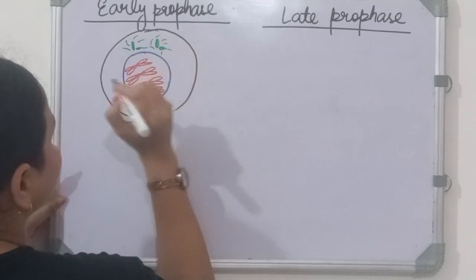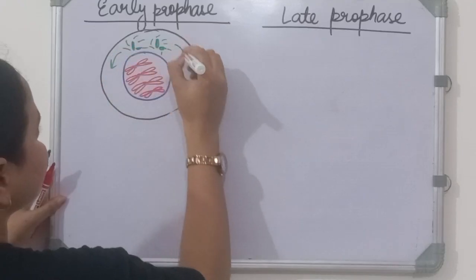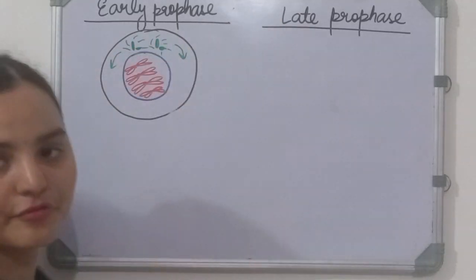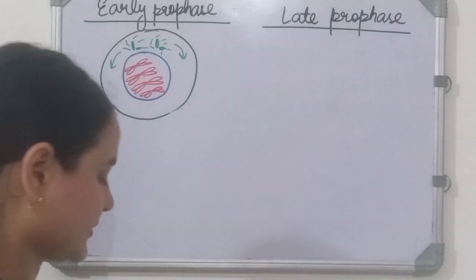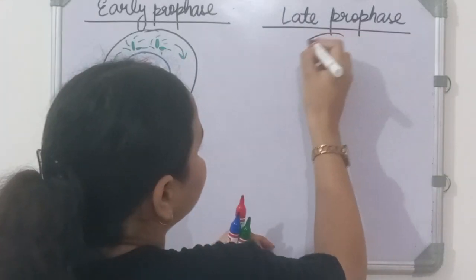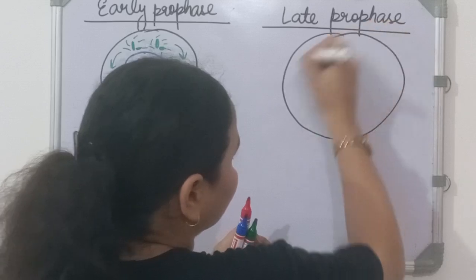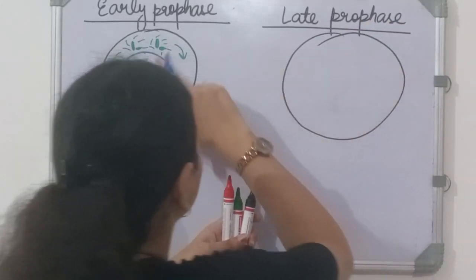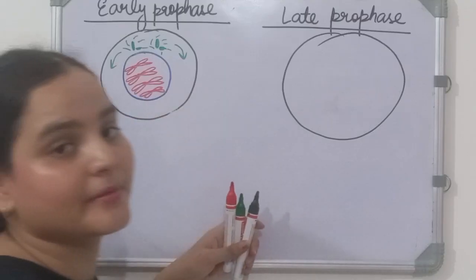We have two centrosomes. Now they are trying to move towards the opposite poles. Okay, now let's draw the late prophase, then we will do the labeling. So in late prophase, this is the cell membrane, okay? Inside we have this nucleus containing the nuclear membrane.